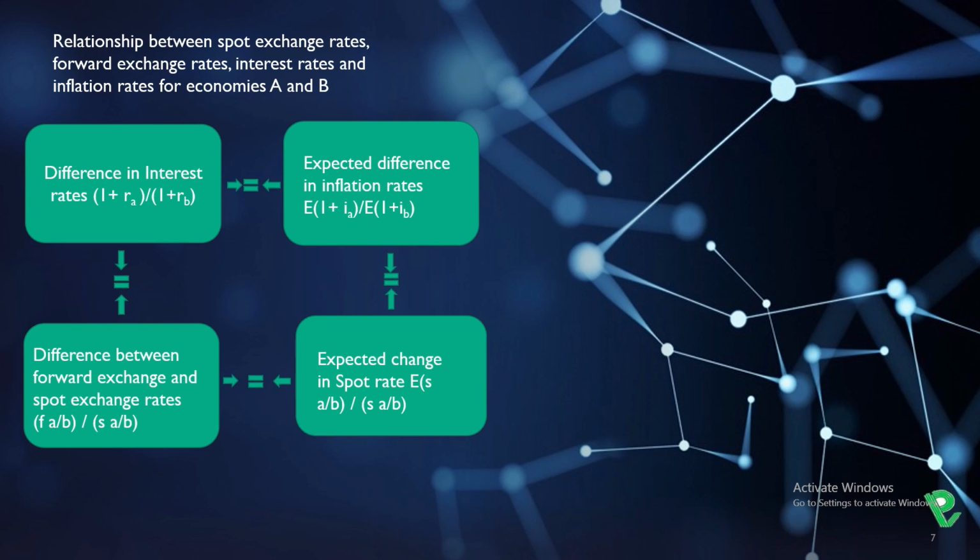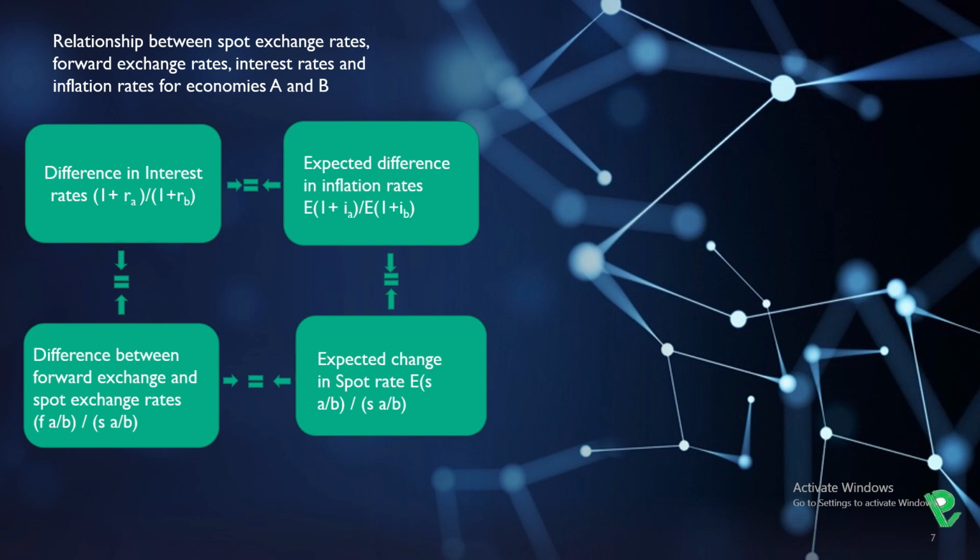Also, the difference between the forward exchange rate and the spot exchange rate is going to be equal to the expected change in the spot rate, which is E(S A/B) divided by S A/B. And this is equal to the expected difference in inflation rates between the two economies, which is E(1 + IA) divided by E(1 + IB).